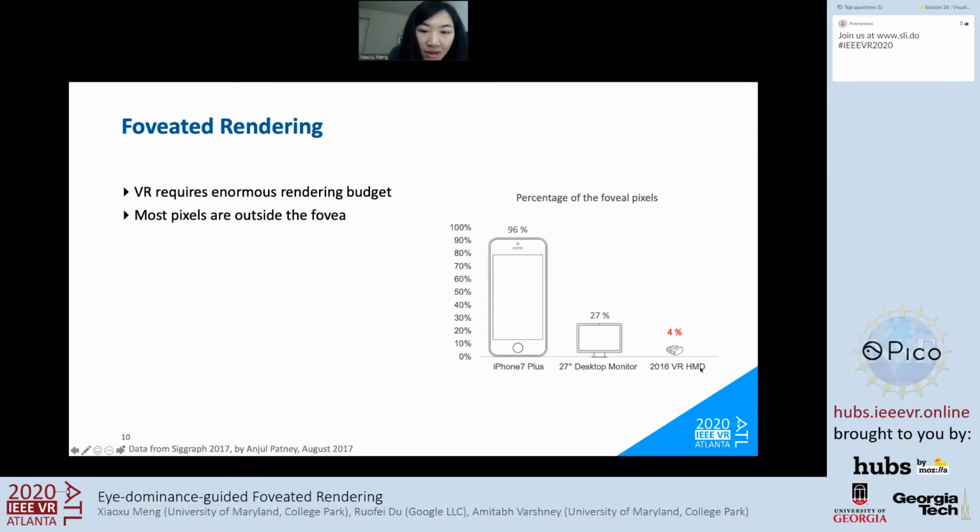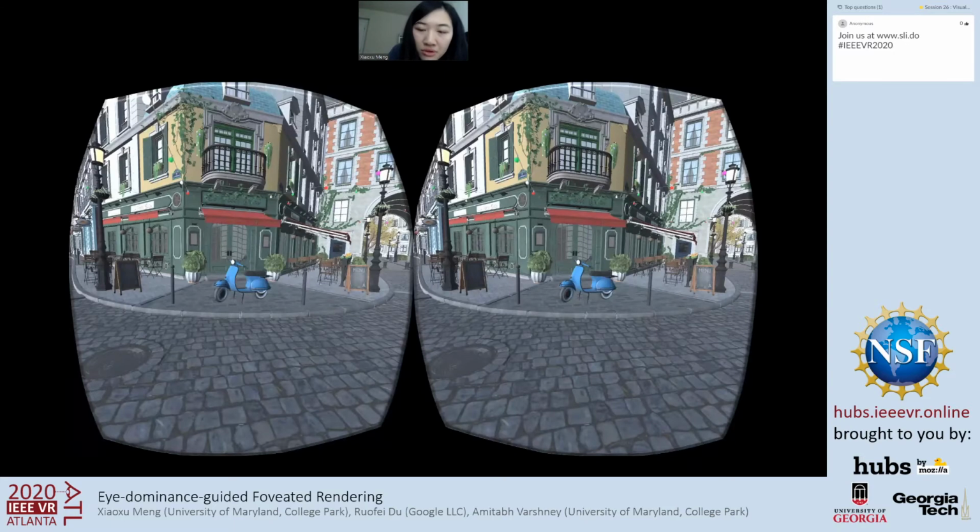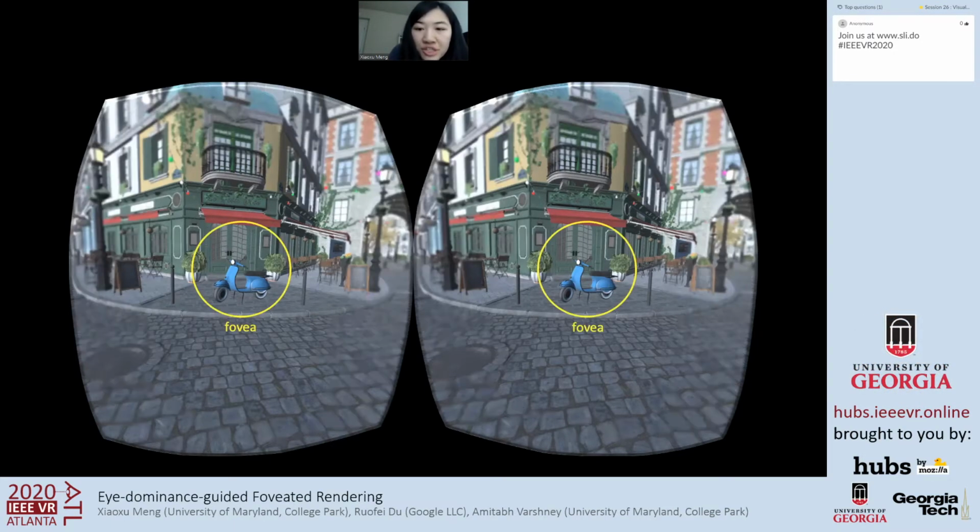For the remaining 96%, we are not directly looking at them. So if we can tell the renderer where the user is looking, and we let the GPU render the peripheral region with lower quality, the user of the VR headset may not be able to notice that. This is called foveated rendering. As we know, there is always a trade-off between the rendering quality and the frame rate. If we render the peripheral region with lower quality, we can save the cost of rendering and get higher frame rates.